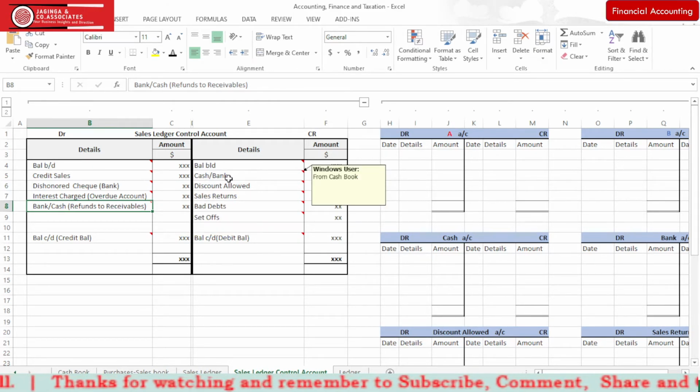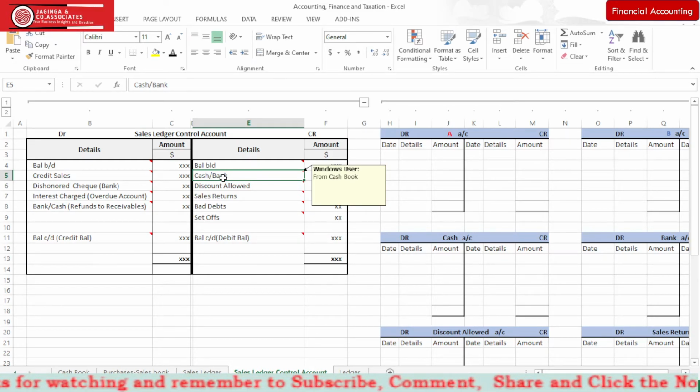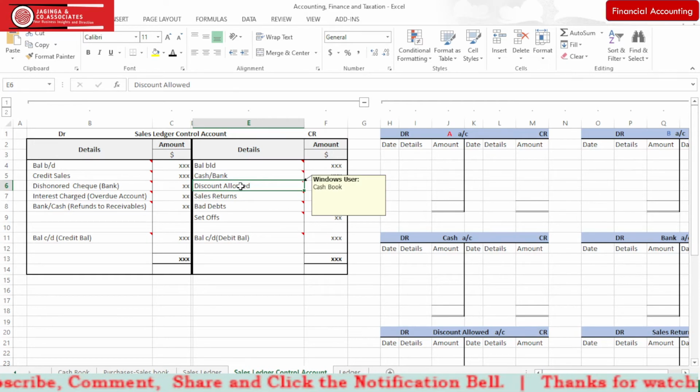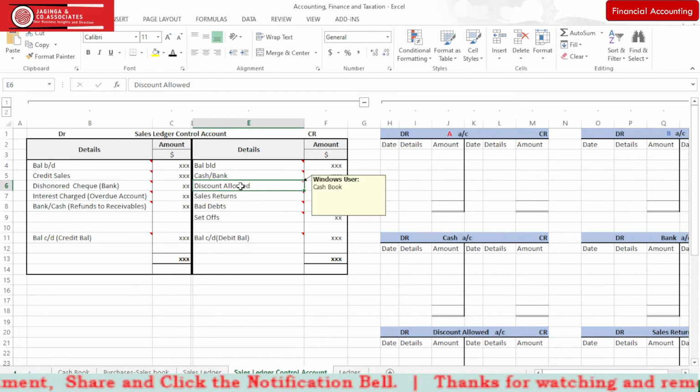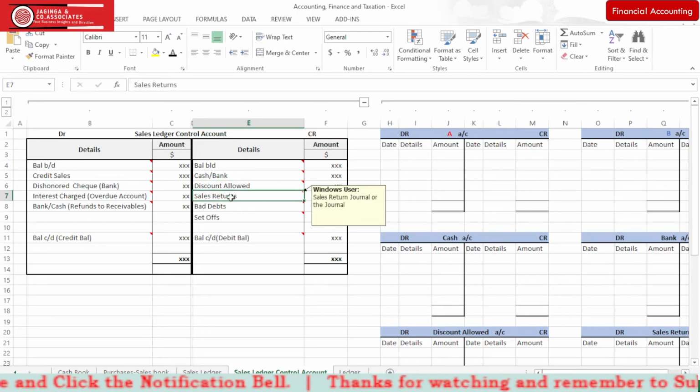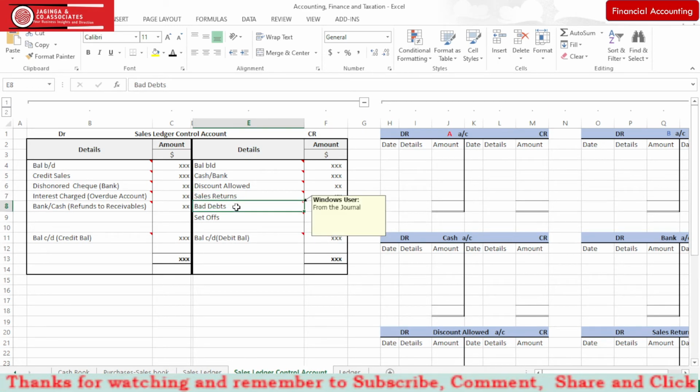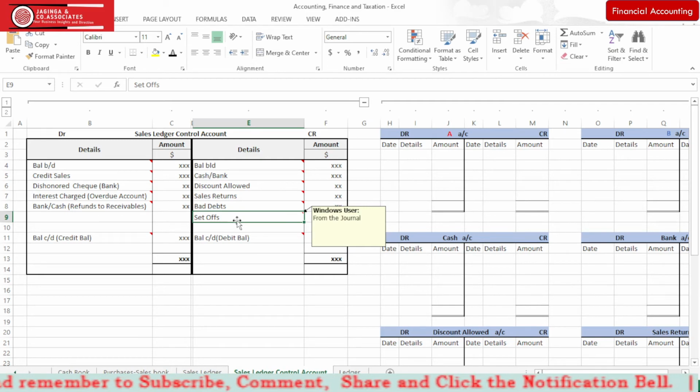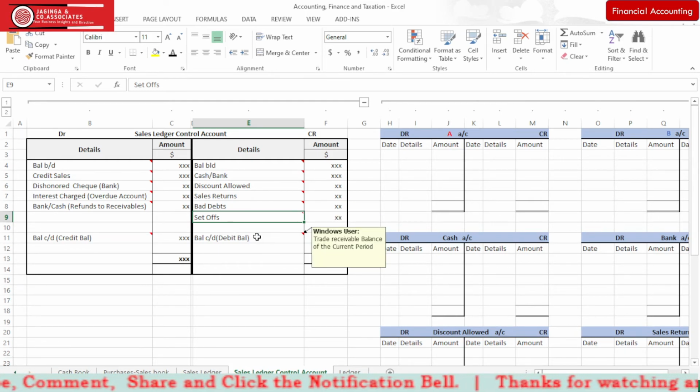And then on the credit side, we have cash and bank. These are the amounts paid through cash or bank by our customers. And then we also have discount allowed. Discount allowed we will also get from the cash book. And then we have sales returns, and the sales returns we will get from the sales returns journal or from the journal book. And then the bad debts, we explained what is meant by bad debts, and we will get that information from the journal. You also have set-offs, and this will also come from the journal. And then the balance carried down we will get from the trade receivable balances of the current period.